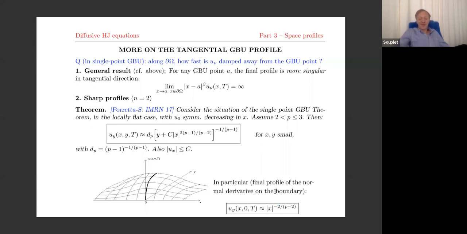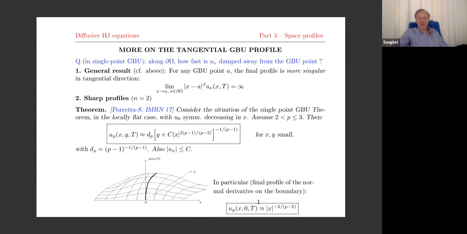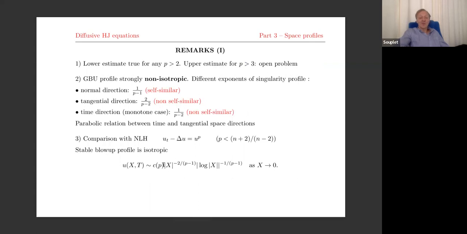This proof is already quite complicated because the problem has no variational structure, and so it makes things more delicate. Basically, we have to use things like formal linearization or some kind of asymptotics, plus a lot of maximum principle bounds. Actually, the lower estimate is true for any P, but the upper estimate is open for P bigger than 3 in this theorem. So we can observe that we have 3 different rates.